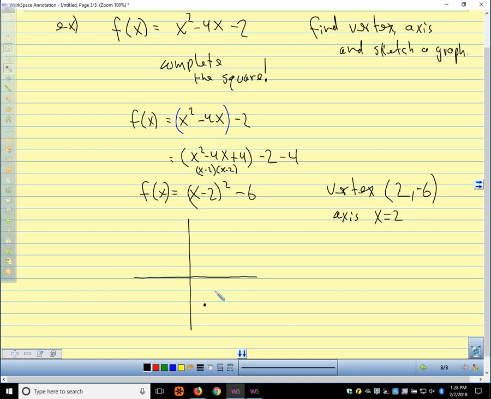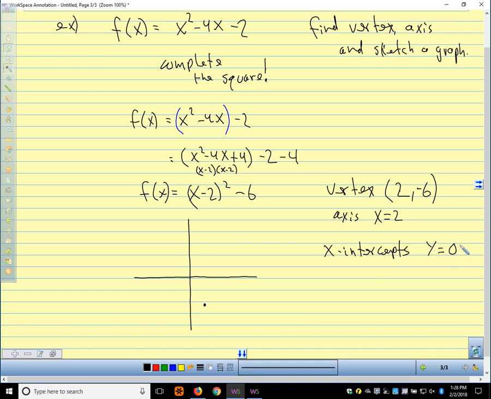To sketch a graph, in general, we're not just going to draw a parabola here. We want to know how wide it is. So what we're going to do here is find the x-intercepts. How do we find the x-intercepts? What is 0? y equals 0.